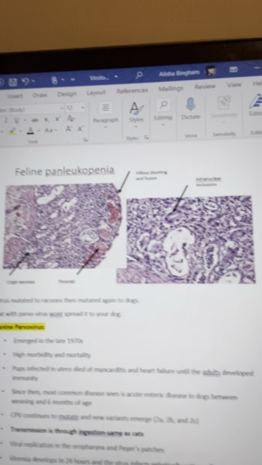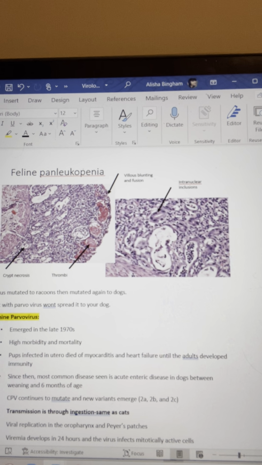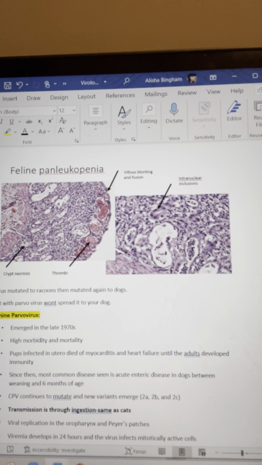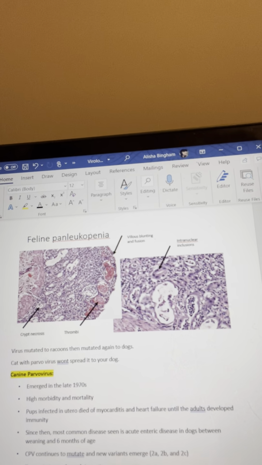And here's what it looks like. So we have crypt necrosis, we have thrombi, we have villus blunting and effusion here, and then we have intranuclear inclusions. So again, the virus mutated to raccoons and then mutated again to dogs, but this is all with cats. However, a cat with parvovirus does not spread the disease to your dog.